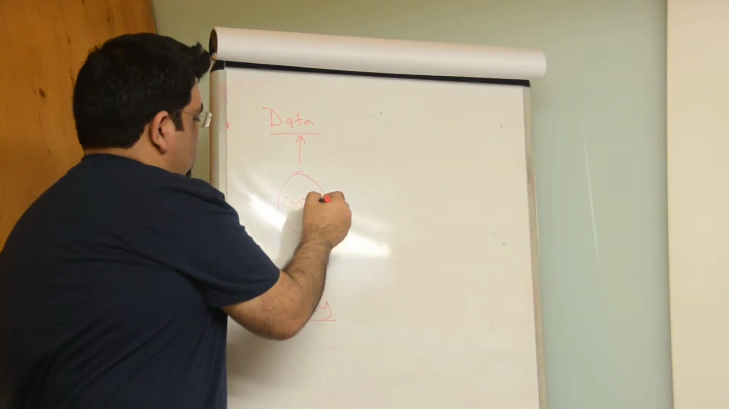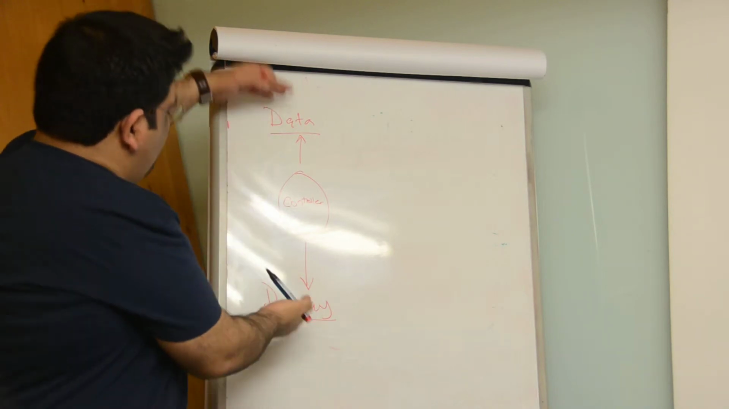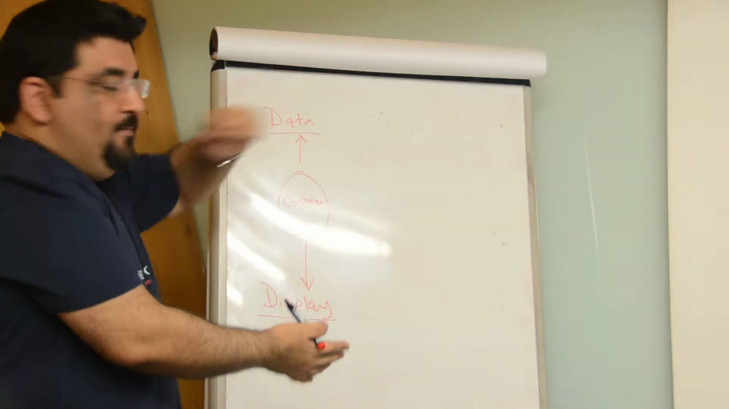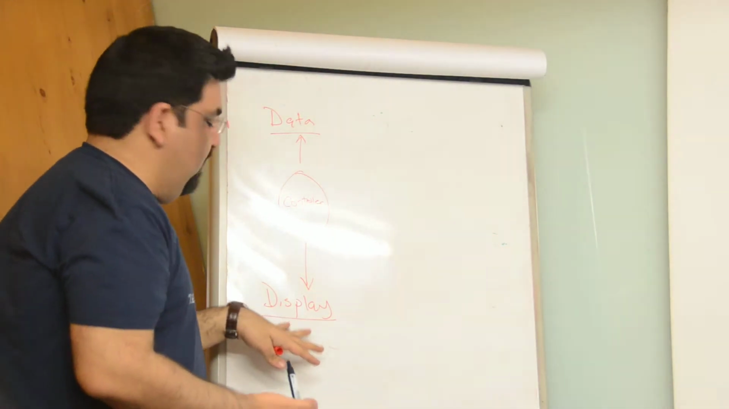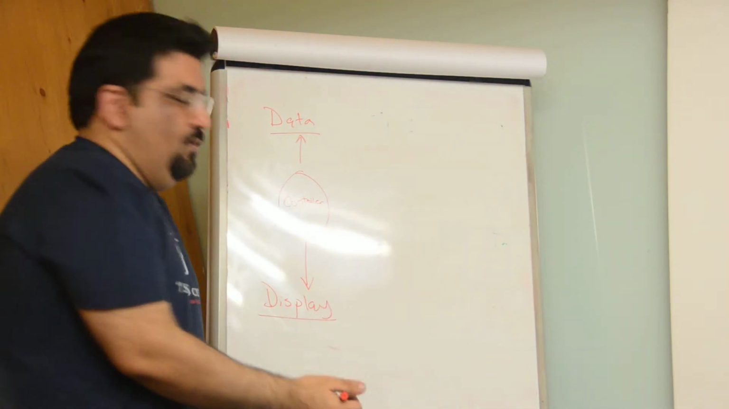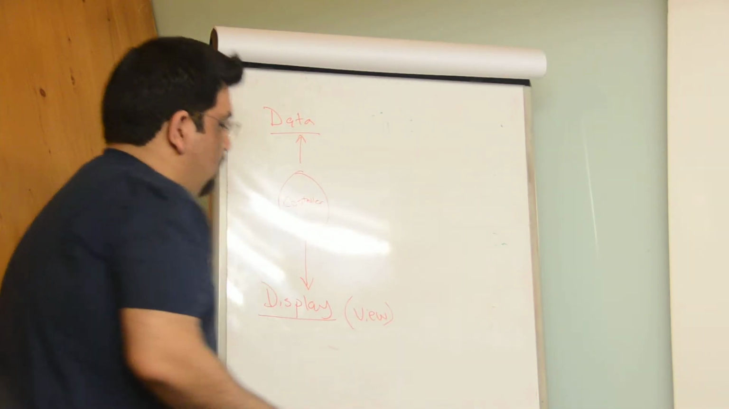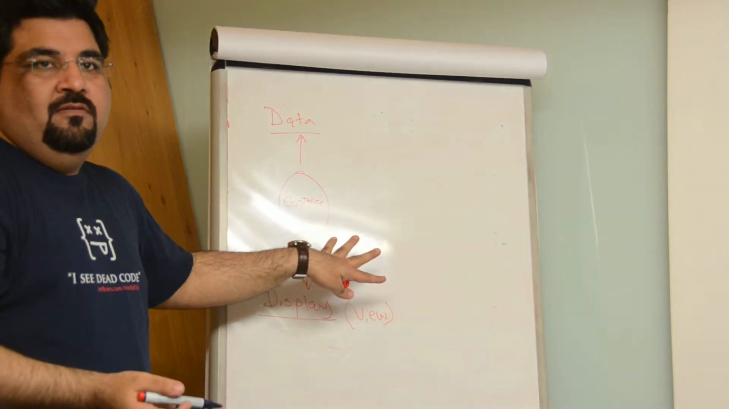So the controller is easy to understand, right? It's basically what controls these two things. Now, because display is something you view, they call this view. So this is the view. So you have two of the three.